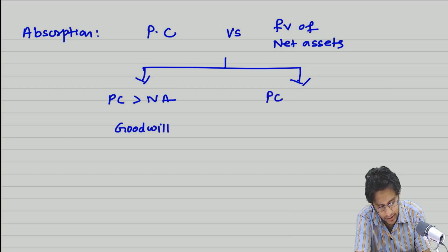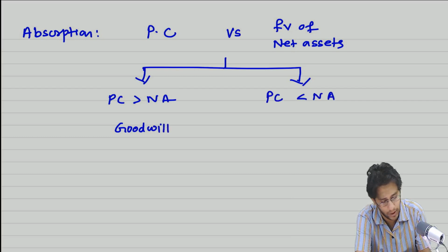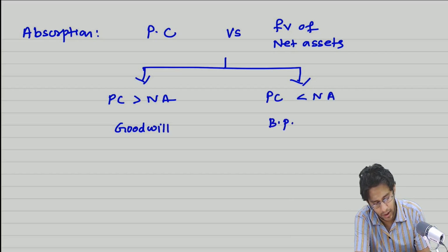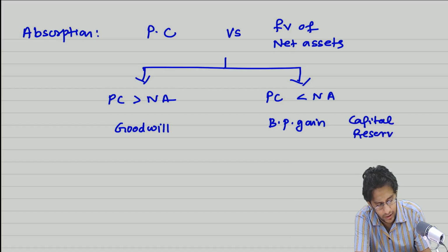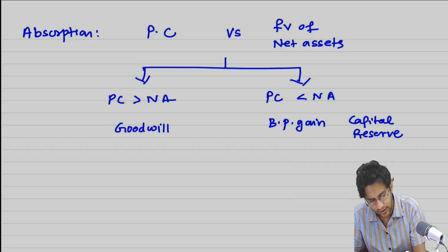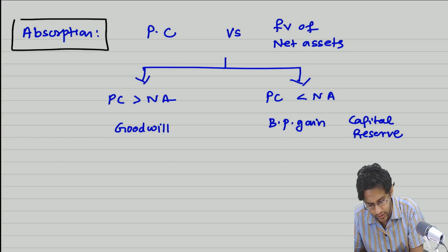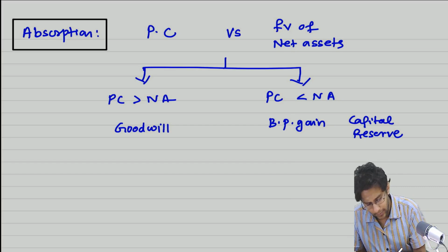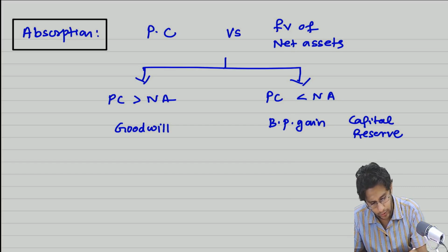If PC paid is less than the fair value of net assets acquired, then this is a bargain purchase gain, which we will show under capital reserve. Relating to this bargain purchase gain, there is one more point which we will discuss later. So this is one particular business combination arrangement. Imagine I am talking about control acquisition.